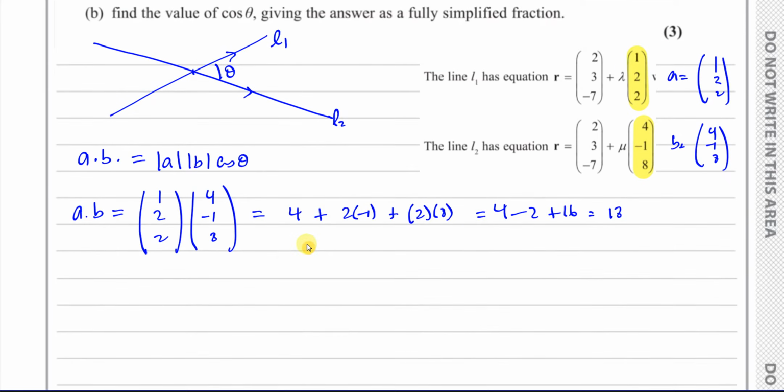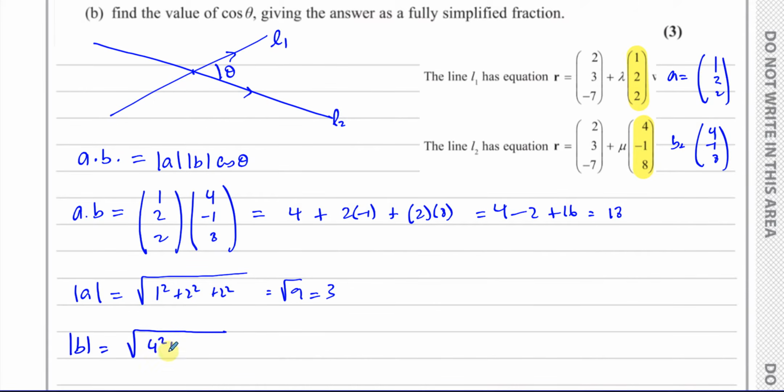And then we need to find the magnitude of the two vectors. So the magnitude of A is going to be the square root of 1 squared plus 2 squared plus 2 squared. That's 4 plus 4, which is 8, plus 1, which is 9, the square root of 9, which is equal to 3. And the magnitude of the vector B is going to be the square root of 4 squared plus 1 squared plus 8 squared. We don't have to worry about the minus sign because it's going to be squared anyway. That's 16 plus 1, that's 17, plus 64, which is 81. So the square root of 81 is 9.